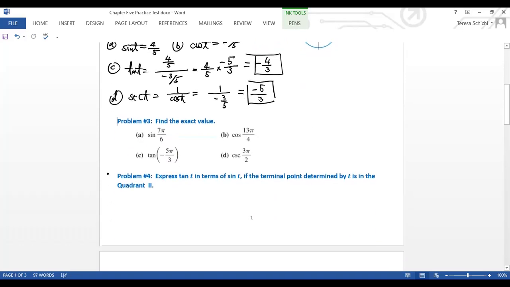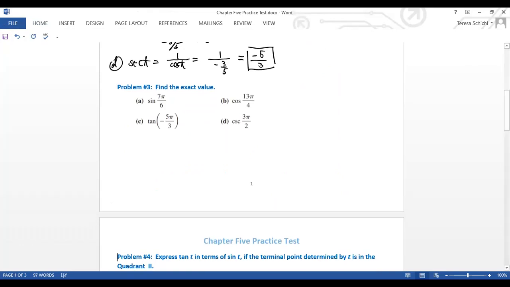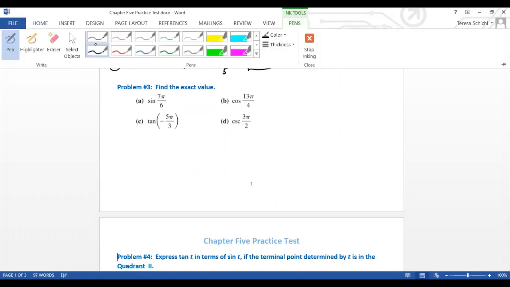Okay, so now the next thing here says find the exact values, right? Okay, so find the exact values of those functions here.